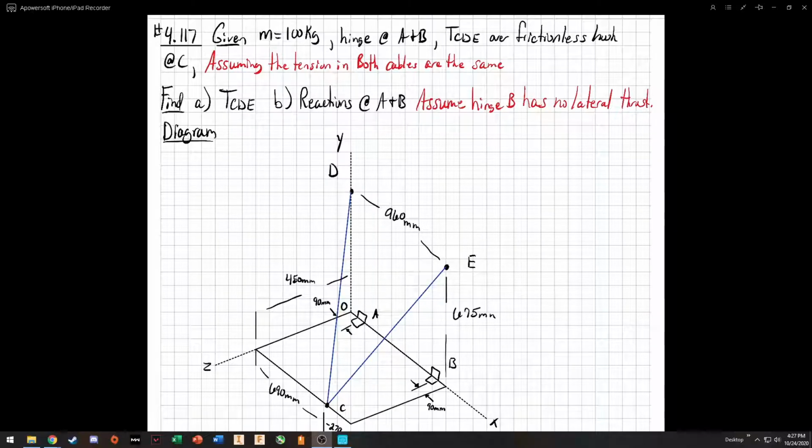Alright guys, good afternoon. This is going to be some more Chapter 4 problem work just so we can get some good practice in it. The problem I have right in front of us is a Chapter 4 3D problem. It's 4.117. It should be in your book.